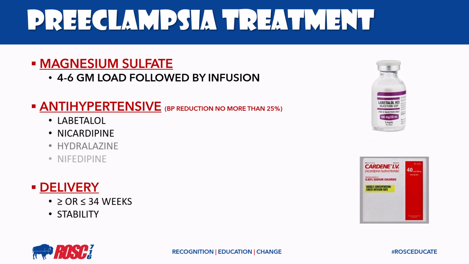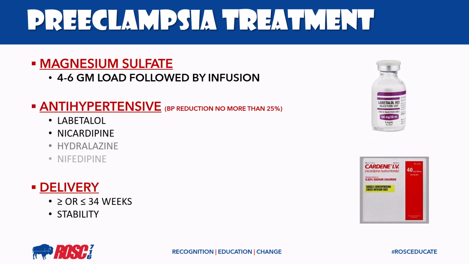Now, how do we treat preeclampsia? Magnesium sulfate. So again, we do a 4 to 6 gram load, and then we run an infusion at 2 grams per hour. Then we need to address the hypertension. The mainstay medications are labetalol and nicardipine. We want a blood pressure reduction no more than 25% in the first 24 hours. Always take special caution with labetalol. It's a non-selective beta blocker. You need to watch it in your asthmatic patients. And then secondary medications would be hydralazine and nifedipine.